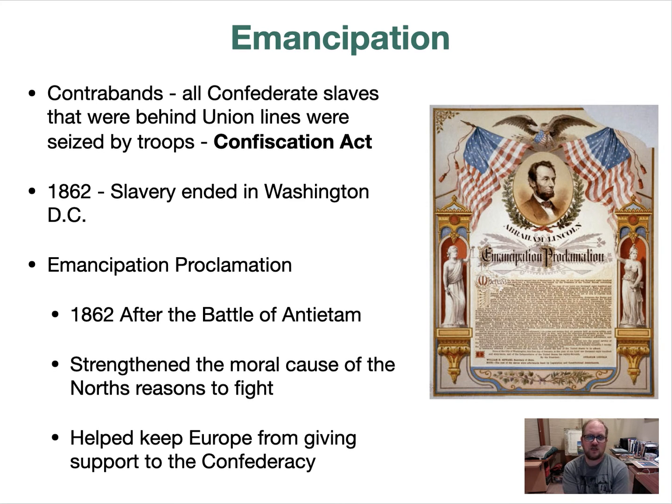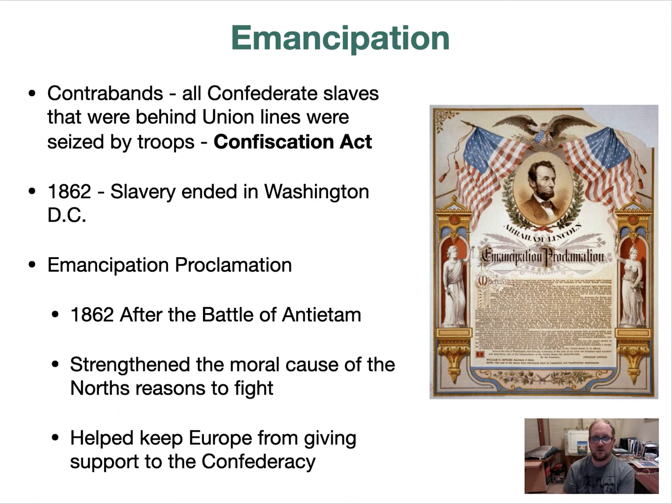Okay, emancipation. It started with the Confiscation Act, pretty much that anything that was taken over by the Union, all Confederate slaves or property would then be in Union hands, so confiscated by the Union. And at that point, the Union would basically free these confiscated property. This was a way to get around officially ending slavery. Because again, Lincoln did not want to upset those border states that stayed with them: Kentucky, Missouri, Maryland, and Delaware. So this was a way to get around it.